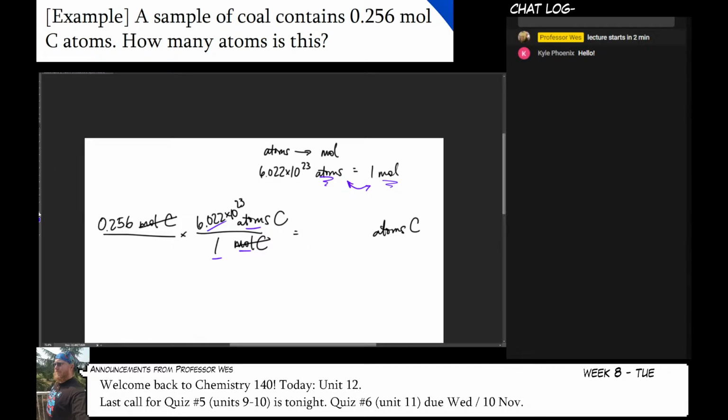And then it's just a matter of punching it into the calculator. So let's do that. 0.256 times 6.022 times 10 to the 23. And I get 1.542 times 10 to the 23. Well, I only need 3 sig figs. And there you go. So again, that's a ginormous number of atoms still, even though it's only 1/4 of a mole.